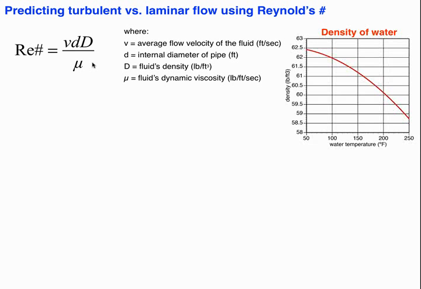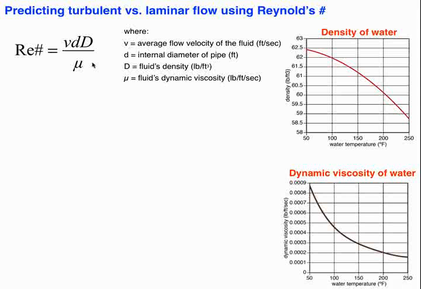So if we put these together, we calculate the Reynolds number. Now, you might say, well, how do I know what these numbers are? Well, two of them you can read right off of these graphs here. This is a graph for the density of water, where we just look up the temperature of the water, go up to the red curve and read over here, and we get density in pounds per cubic foot. The other graph shows the dynamic viscosity of water. Same idea. You find the water temperature, you go up to the curve, and you read over.